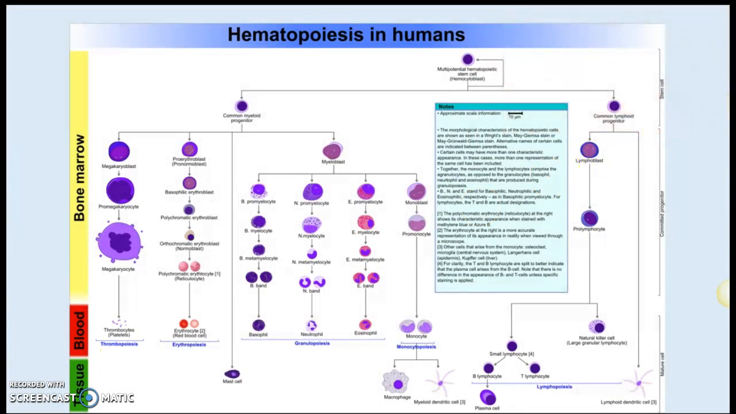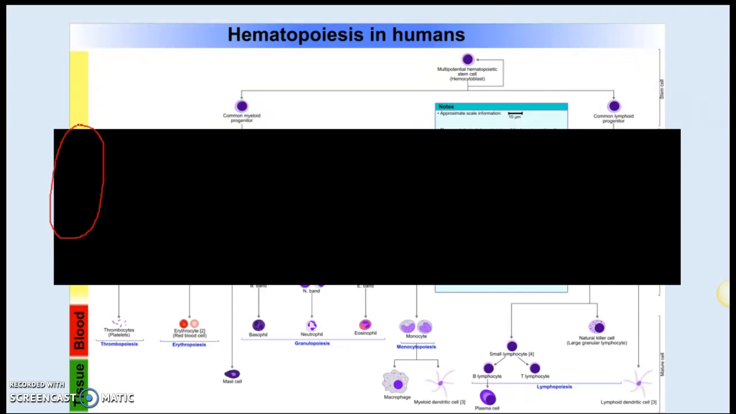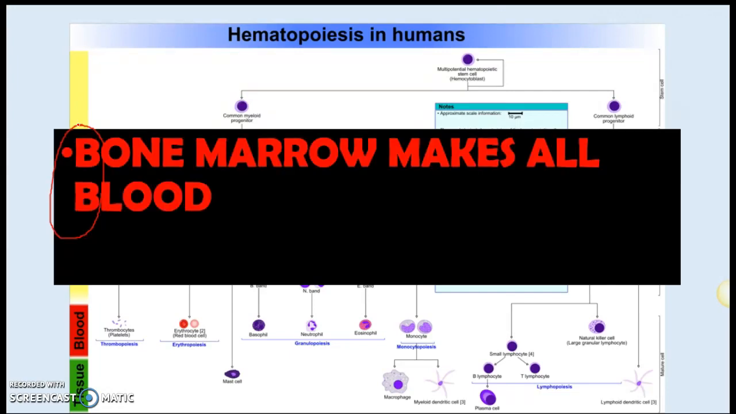If you look at this, this is a chart of hematopoiesis in humans. But if you notice, almost every one of these, all of them, start in the bone marrow. Your bones, your skeletal system, is responsible for making all blood. Not just some of it. All of it. All red blood cells are made in bone marrow. Platelets are really made in bone marrow. And white blood cells are made in bone marrow. Now, they can mature in other places, but they are made here. So when you guys hear about hematopoiesis, I want you not to think of just making red blood cells. I want you to think of making all blood cells.